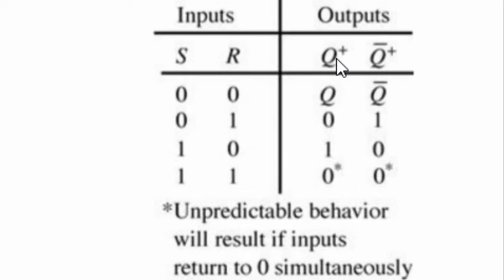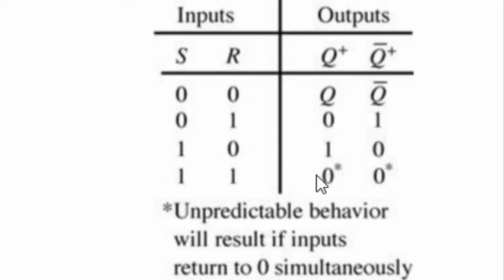The next Q is going to be the same as the current Q. The next Q bar is going to be the same as the current Q bar. So this is the remembering state. Think of a row now as a state, where everything's steady out here, predictable. This is the reset row. Reset forces whatever Q was to be 0 and forces Q bar to be a 1. So the next Q is going to be a 0 and the next Q bar is going to be a 1. Set forces Q to be a 1 no matter what, and Q bar to be a 0.